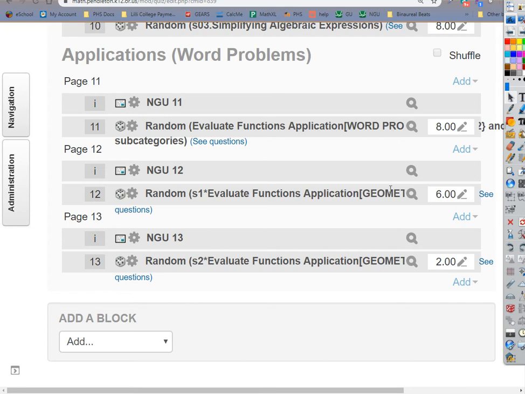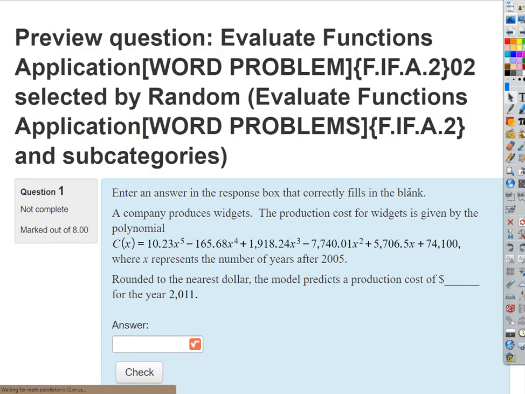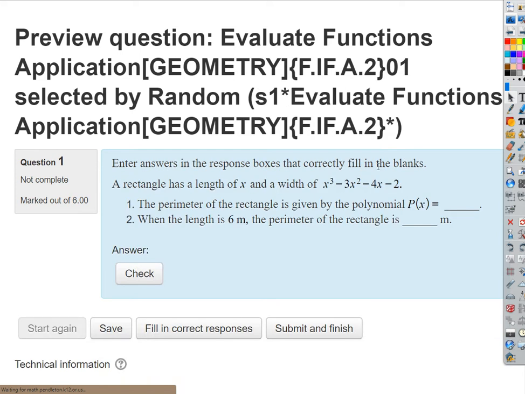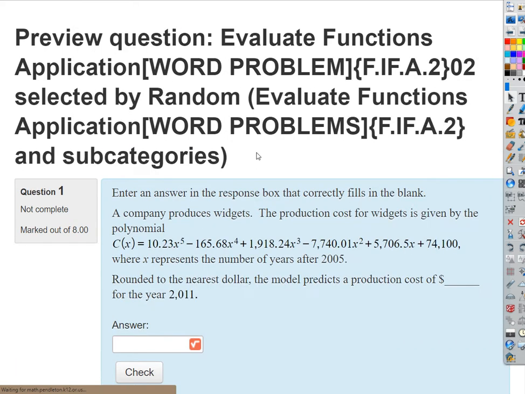12 or 13? Okay, let's look at these. If I go back to that last one, did everybody see that all we're really doing here is they're giving us what they call a polynomial, but don't worry, that's language we'll talk about later. You may or may not even know what a polynomial is. I don't care, it's not important. But they give us some function, C of x, so we're using function notation, right? C of x equals this big long expression involving x's, where x represents the number of years after 2005.